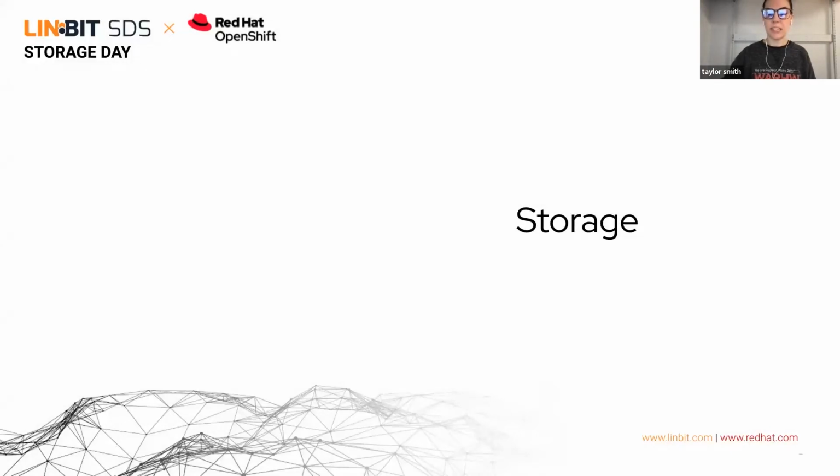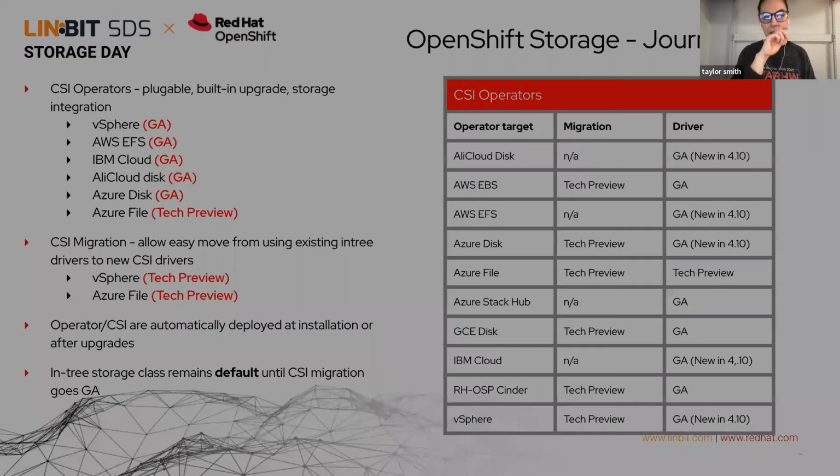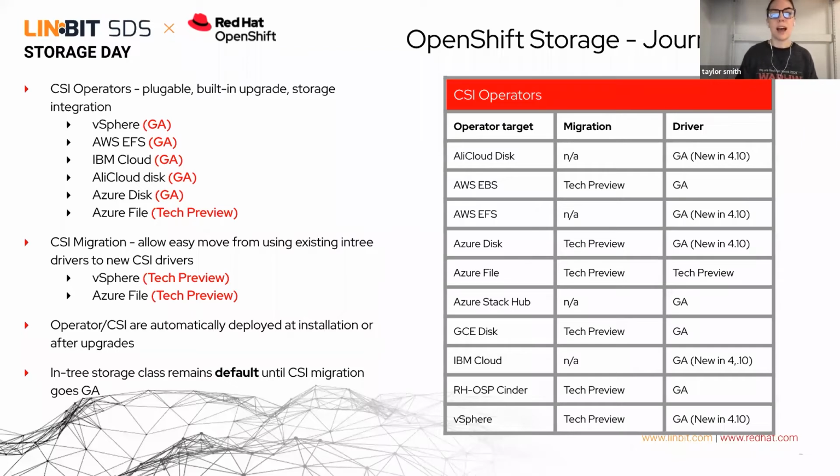So this is a LINBIT event, so let's dive in with a little bit of storage information. So with 4.10, we're announcing new CSI or Container Storage Interface driver support for vSphere, as well as AWS EFS, IBM Cloud, Ali Cloud, and we're also introducing Azure File as tech preview. For CSI migration, 4.10 includes tech previews for vSphere and Azure File. And then as a reminder, the CSI drivers are automatically deployed at install or after upgrades. And we also want to note that in-tree drivers are still present and remain the default until CSI migration goes GA.